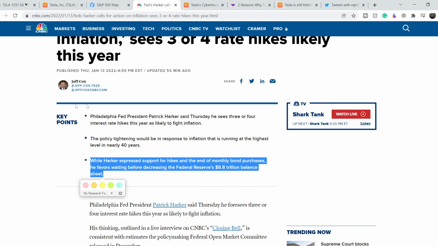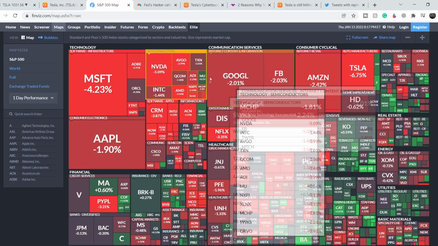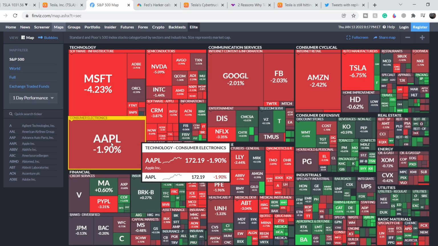So, this news definitely was the negative catalyst for the entire market. That's why we have basically red color among the top list of S&P 500 and other indexes.